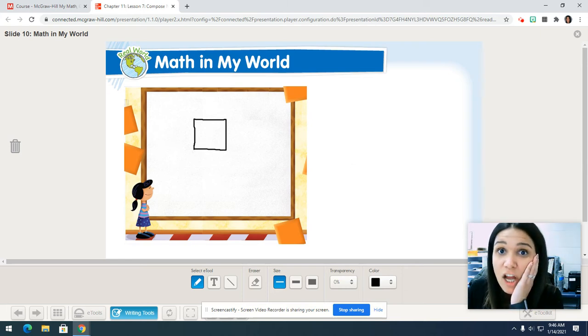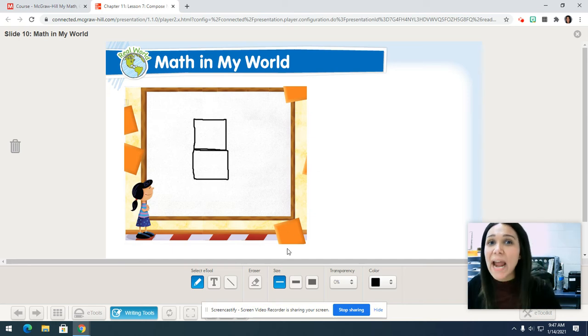Now we're going to draw another square, but we're going to put it right underneath. Okay? So let's draw our sides. 1 side, 2 side, 3 side, 4 side. Good. Grab your crayon and watch what happens.